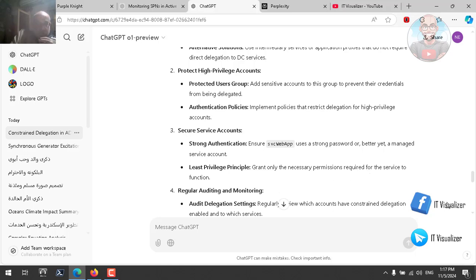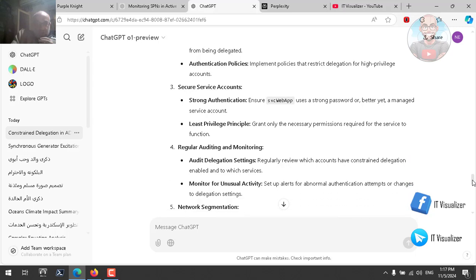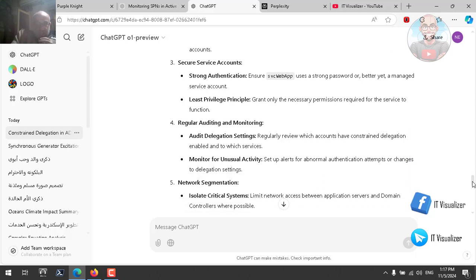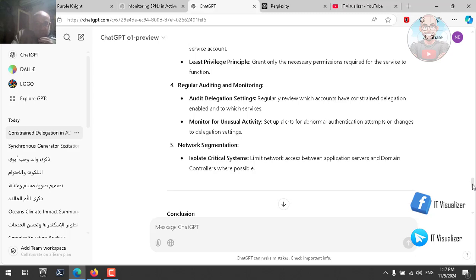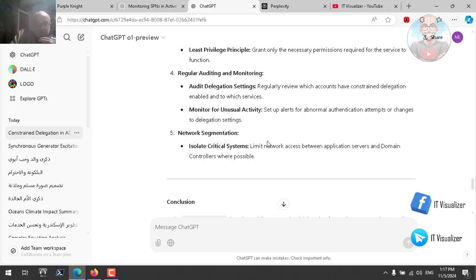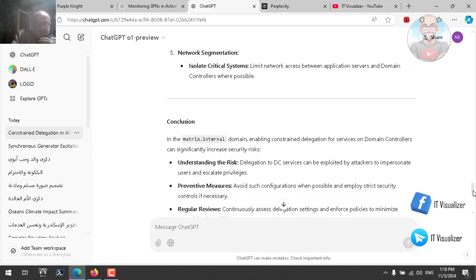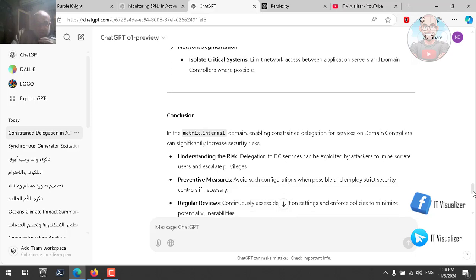Regular auditing and monitoring. Audit delegation settings: regularly review which accounts have constrained delegation enabled to which services. Monitor for unusual activity: set up alerts for abnormal authentication attempts or changes to delegation settings. Network segmentation or Active Directory tiering: isolate critical systems, and limit network access between application servers and domain controllers where possible. Conclusion. He's summarizing.